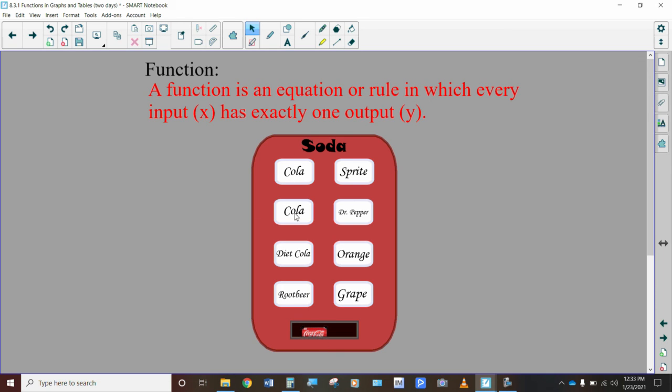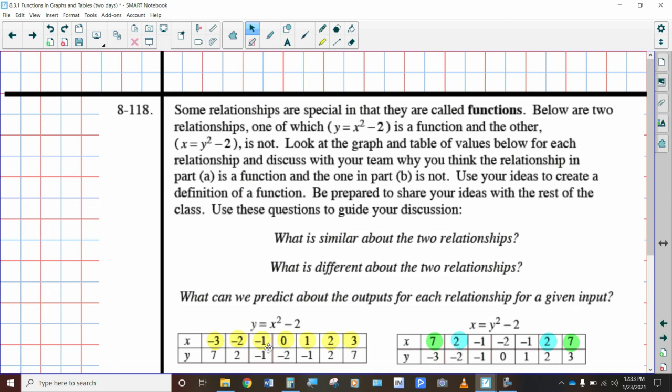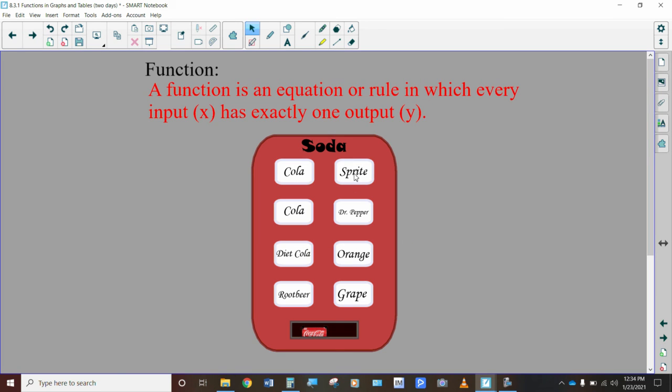Could there be two buttons for cola? Yeah, there could be, right? Here you had one situation where you press this button and you got a negative 1. Here you press that button, you got a negative 1. You can press two different input buttons and get the same output. That is allowed. However, if you were to press the button for Sprite and you got a Coke, it's not functioning properly. So that would not be a function. So you can't have two different inputs... or I'm sorry, hold on for a second. You can have that. I'm sorry, I'm messing this up.